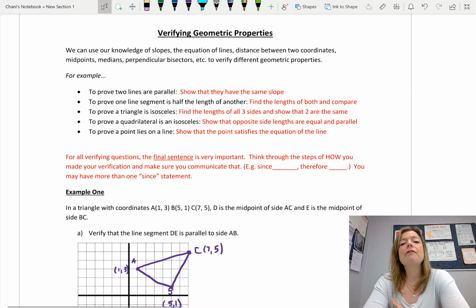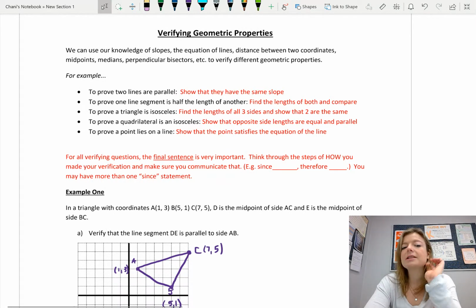So our final sentence is going to be very important. We want to say and explain how we came to our decision that the statement is true, not just saying, therefore, the lines are parallel. We want to say, since the slopes are equal, the lines are parallel, things like that.